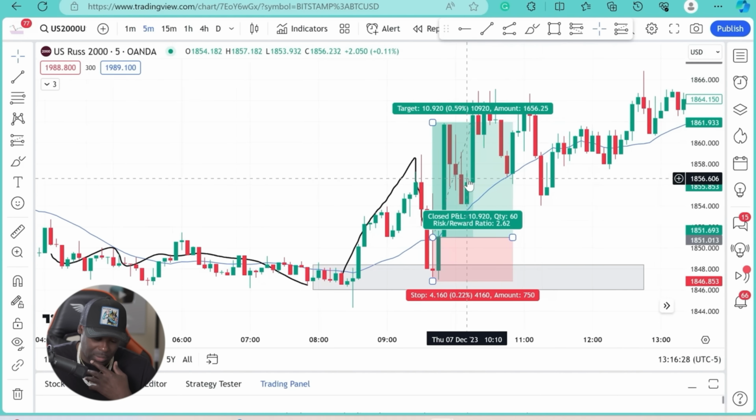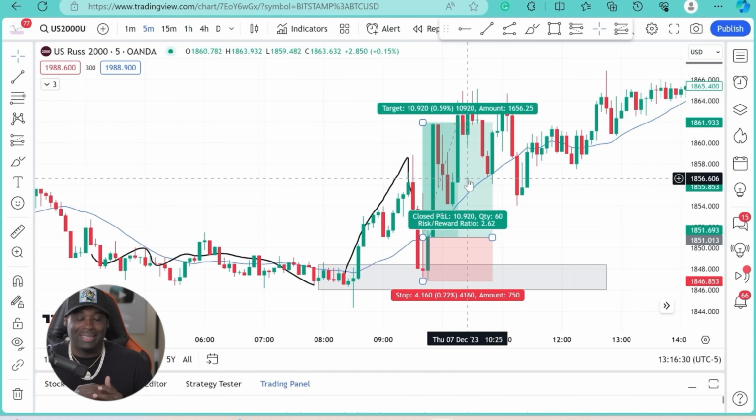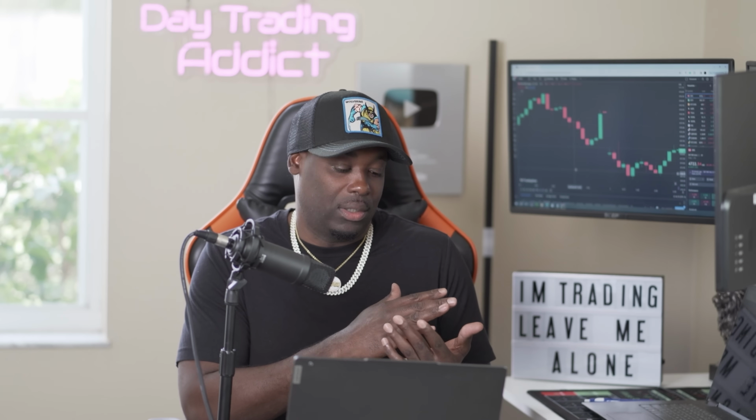So again, guys, we're looking for nice clean moves. We're looking for zones that are combining with levels, right? And we're looking for just nice clean market structure that's going to tell us, all right, definitely need to take this trade. Now, what happens if the market breaks the zone? Let me show you guys that real quick.